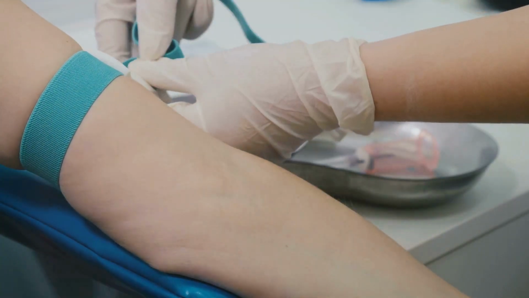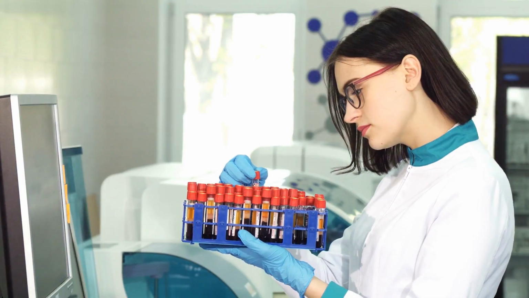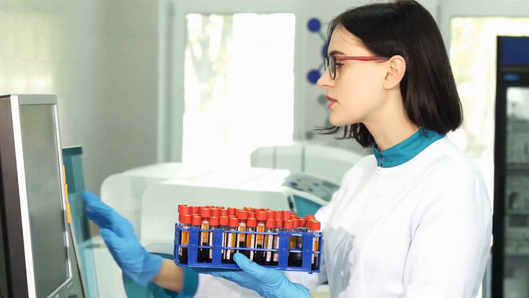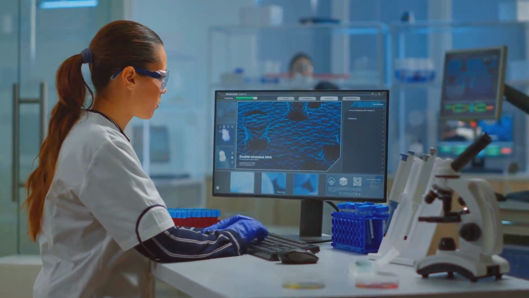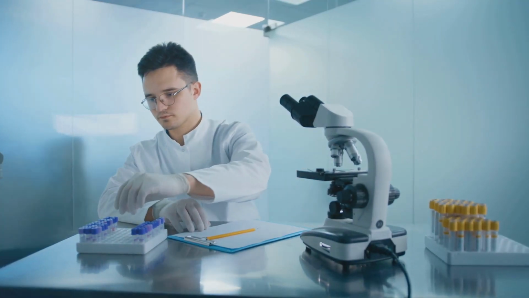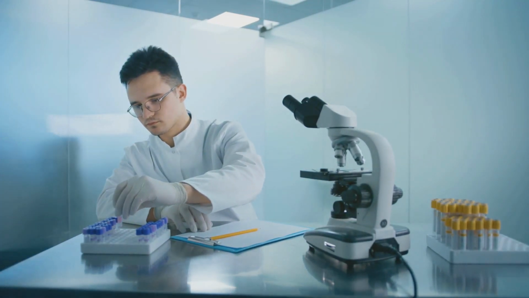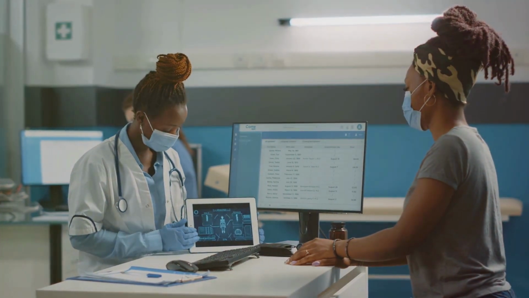Biopsy. A small sample of tissue, usually from the nerves, fat, or other affected organs, is examined under a microscope to look for amyloid deposits. Blood and urine tests. These tests can detect abnormal proteins such as light chains or transthyretin, which can indicate amyloidosis. Genetic testing. Genetic testing can identify mutations in the TTR gene, confirming a diagnosis of hATTR amyloidosis.